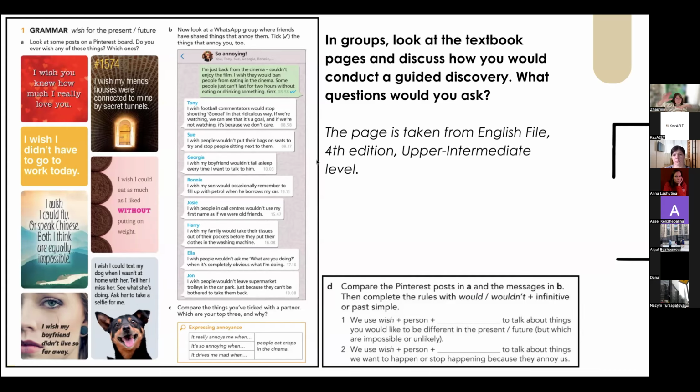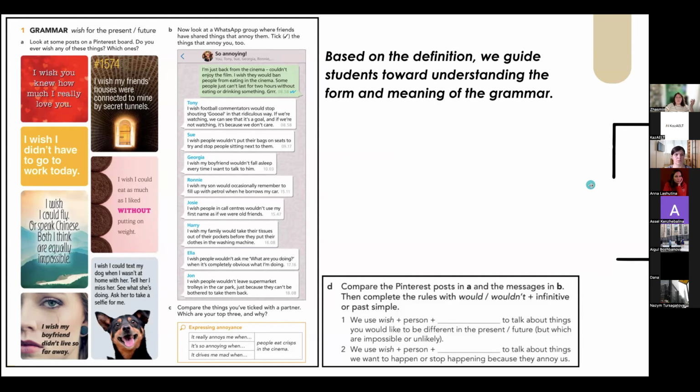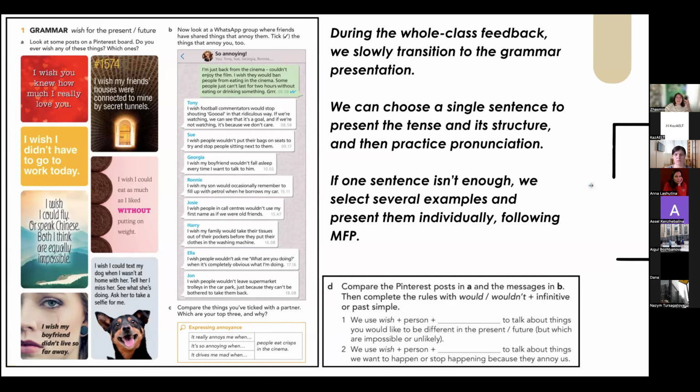So again, it's a whole process, like it's MFP. Use this pattern when you're presenting any kind of grammar. I think we can choose a single sentence or present the tense and its structure, then practice pronunciation. If one sentence is enough, we select several examples and present them individually following MFP.